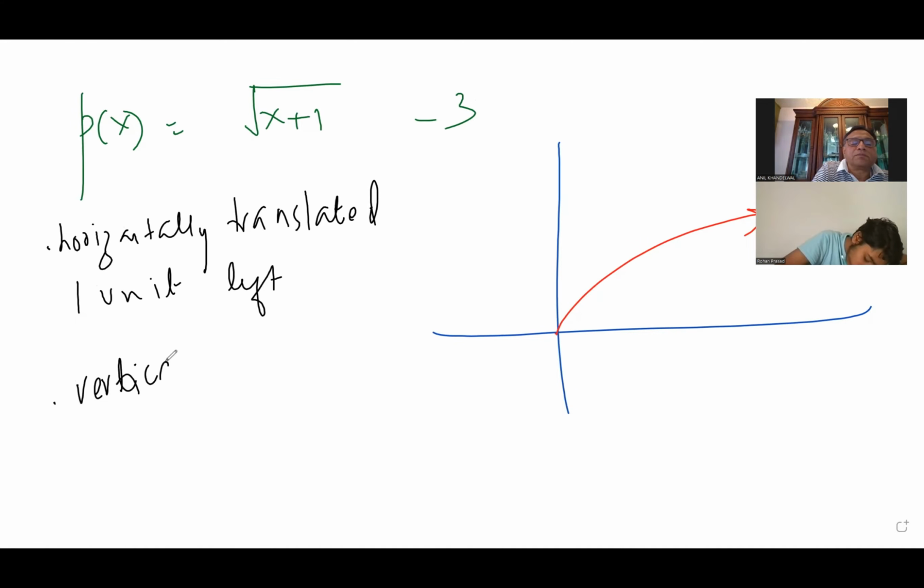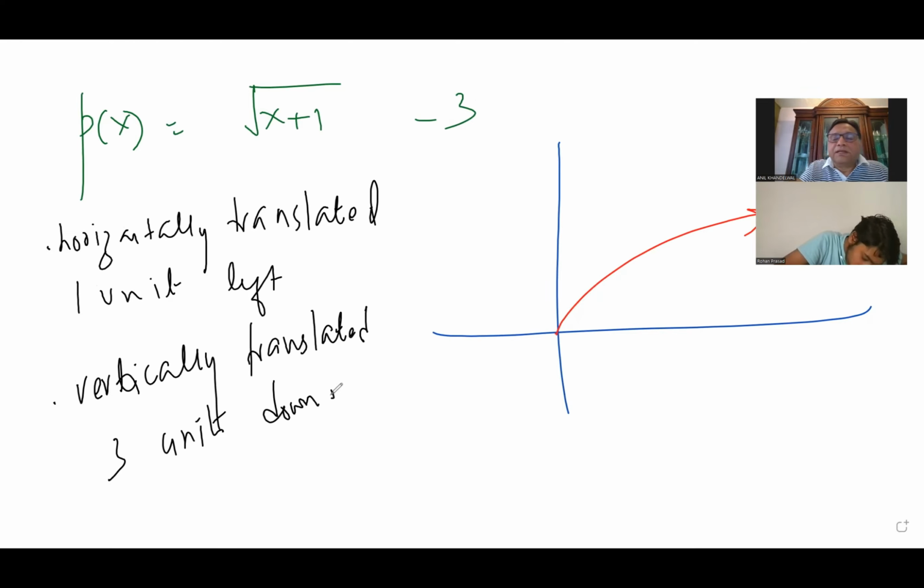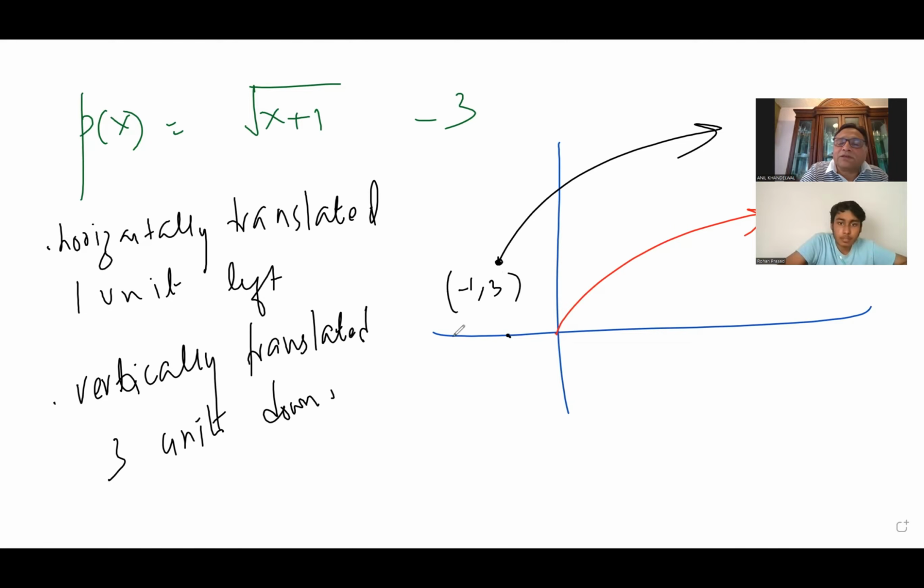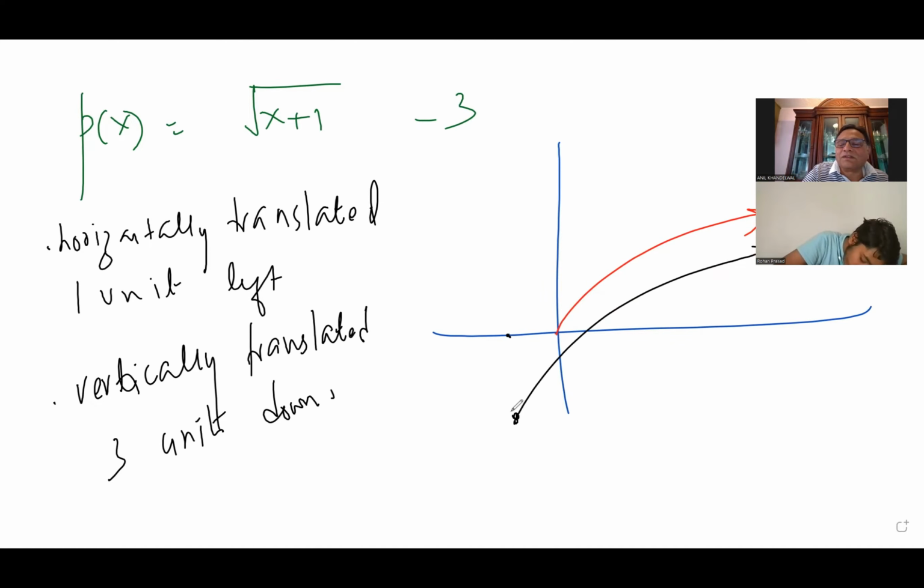And vertically translated 3 units down. So that means the graph will go left 1 unit and 3 units down, and we'll have a graph which will be kind of like this. This point will be minus 1, 3, correct? Wait, sir, wouldn't it be negative 3, because it's going down? Oh, sorry. Yes, you're right. Negative. So minus 1, negative 3. Perfect.